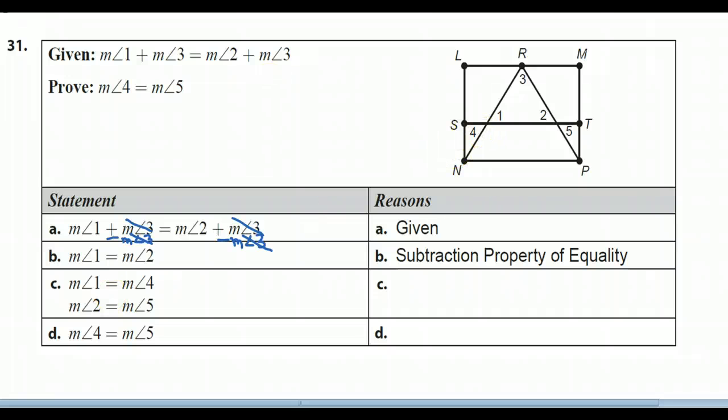If I look at the picture, I can see that angle 1 and angle 4 are vertical angles, and I do know that they're equal because if they're vertical, they're equal. Okay, so the reason I know that these two are equal is because they are vertical, and I can tell that just from looking at the picture. And then angle 2 and angle 5 are also vertical. And for now, I'm going to put 2 tick marks. I don't know that they're the same yet.